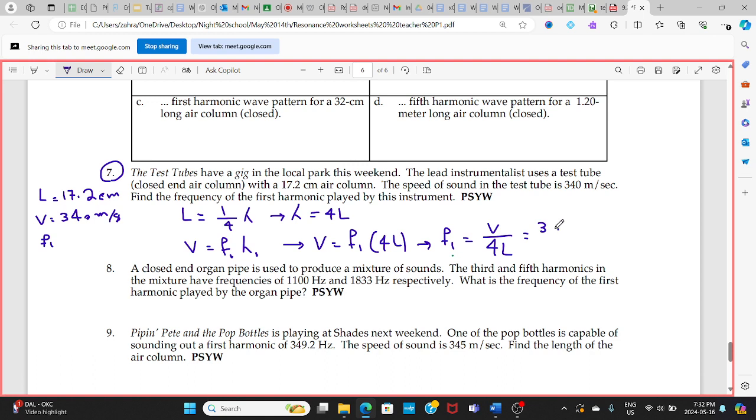Velocity, I have 340. L, I need to convert to the meter, 0.172. And I need a calculator to do this. 340 divided by 4 divided by 0.172. It gives me 494.18 hertz. Got it?